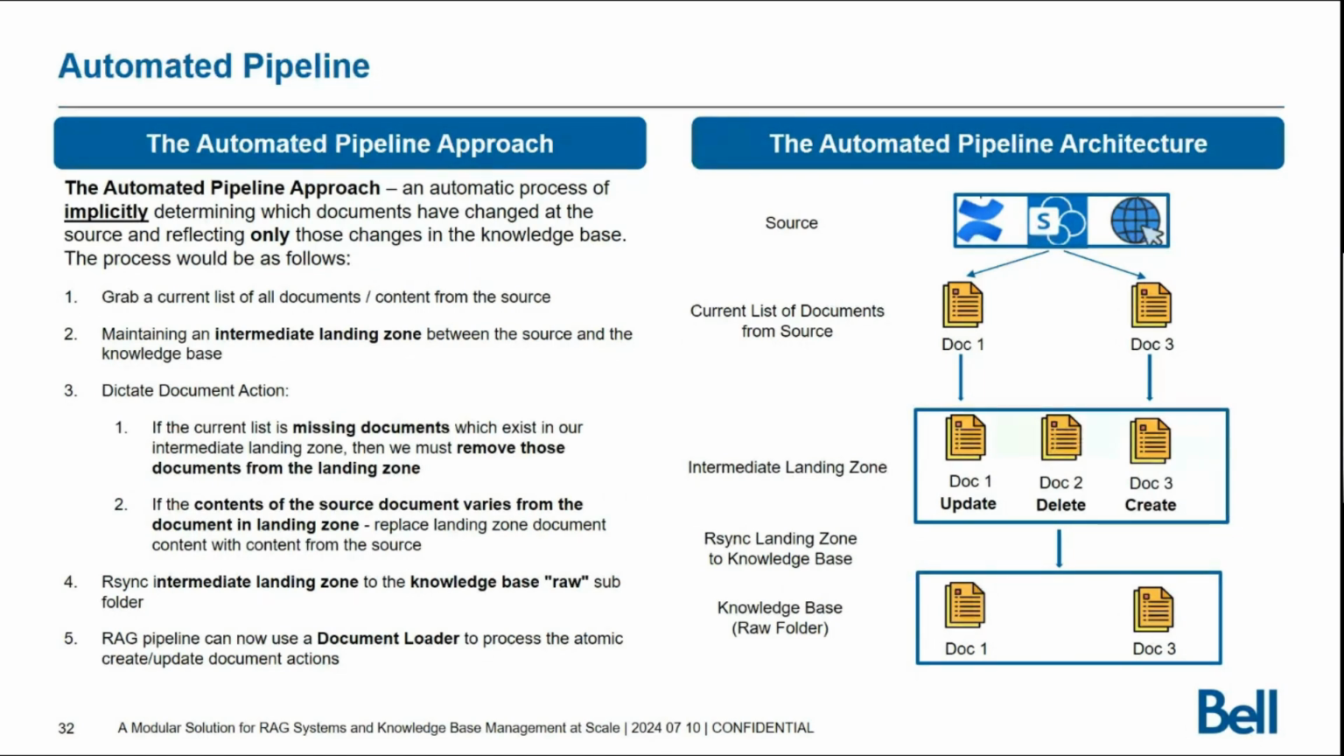So the process would be to grab a list of all your documents and content from the source, maintain an intermediate landing zone between the source and the knowledge base, and then dictate your action. If a document's missing in the source but exists in the landing zone, you have to remove it from the landing zone. If the contents of the source document vary from the landing zone, then you have to replace the landing zone document content from the source. Once you've done your comparisons, I know which documents have changed.